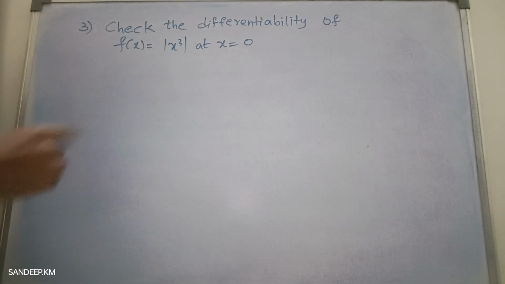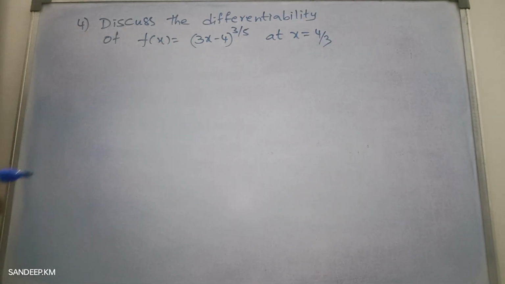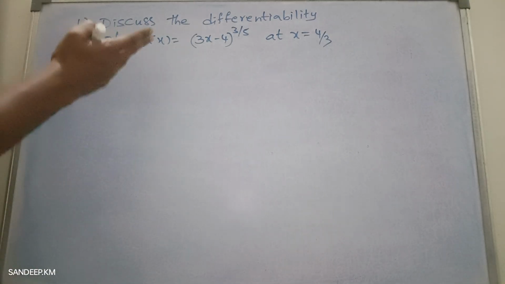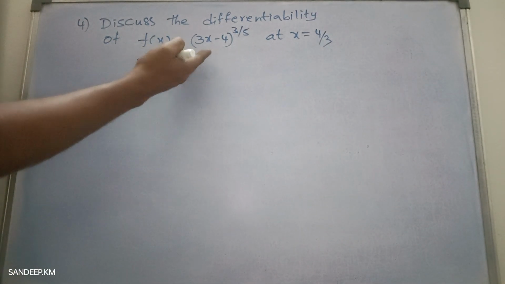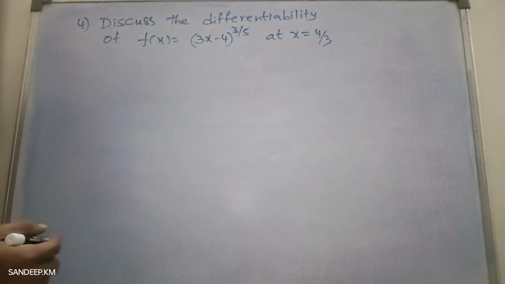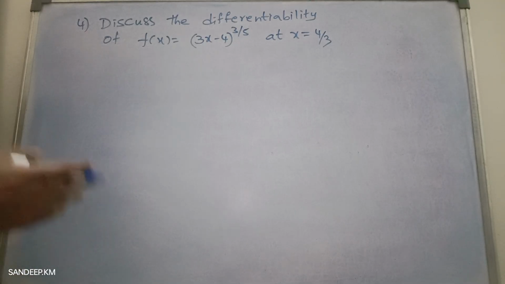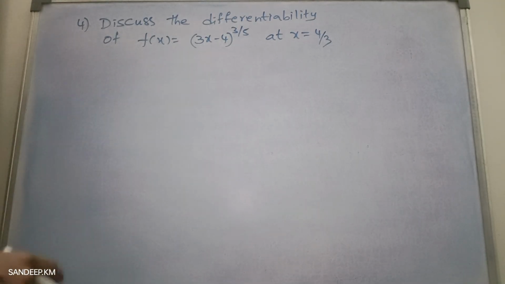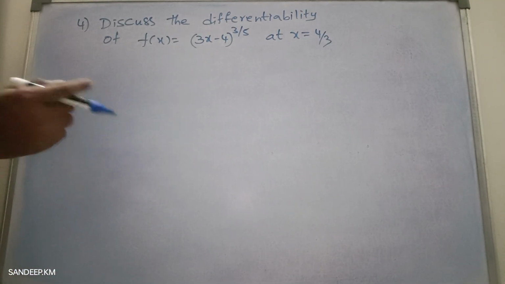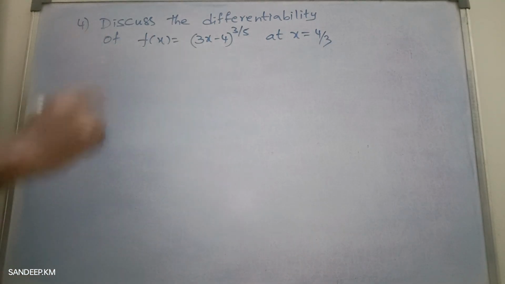This is for you to try. Dear students, they told us to discuss the differentiability of this particular function at x is equal to 4 by 3. You can check whether the function is continuous or not. Obviously it will be continuous, so I'm directly going for differentiability, but actually you are supposed to check continuity also at x is equal to 4 by 3.